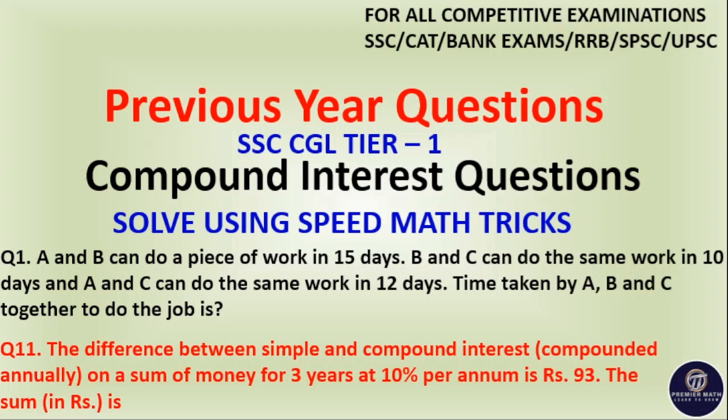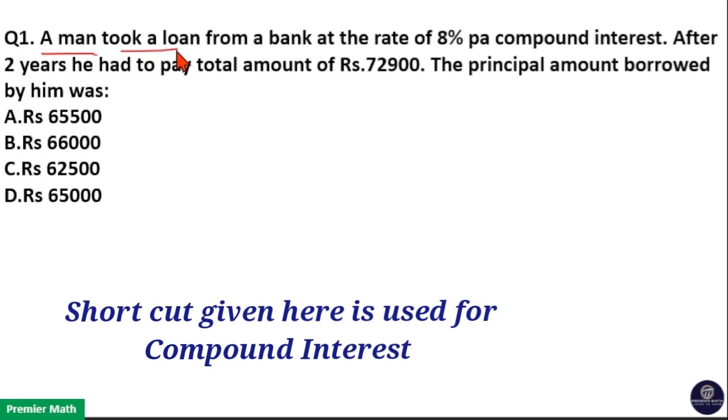Our first question is, a man took a loan from a bank at the rate of 8% per annum compound interest. After 2 years, he had to pay a total amount of rupees 72,900. The principal amount borrowed by him was, here, interest rate is 8% per annum.